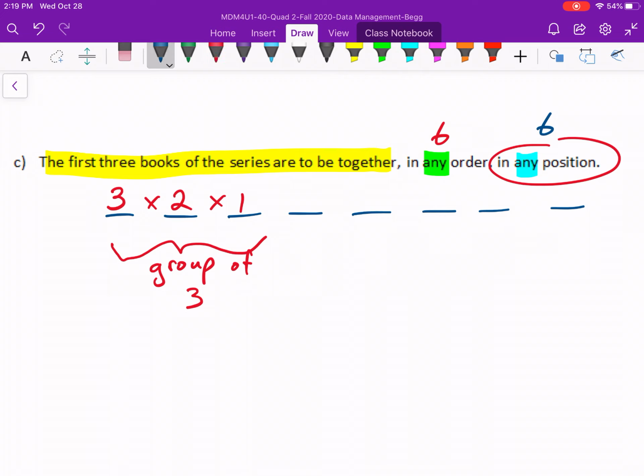And then what's left? We still have those 5 other books left. So we got 5 choices for that next spot. And then I use it up and I got 4 left. And I pick one and I've got 3 left. And I pick one, I've got 2 left, and so on. So that's 5 factorial, which we already saw was 120.